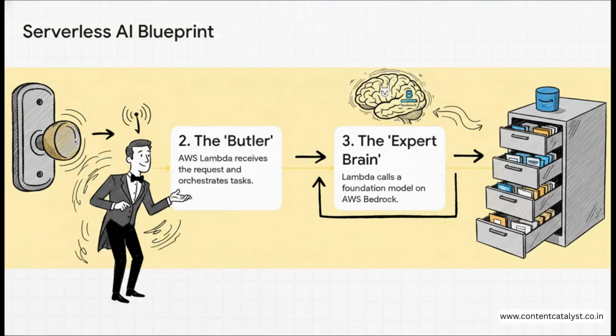So think of it like this. It all starts with a doorbell. That's the Amazon API Gateway. It's just the front door that receives the request. When that doorbell rings, it calls the butler, and that's an AWS Lambda function. Think of it as a little piece of code that just wakes up, does its job, and goes back to sleep. No server needed. Now the butler's job is to pass the blog topic over to the expert brain, which in our case is an AI model running on Bedrock, like Llama 2. And once the brain does its thing and writes the blog post, it gets put away neatly in the filing cabinet, which is just an Amazon S3 bucket.